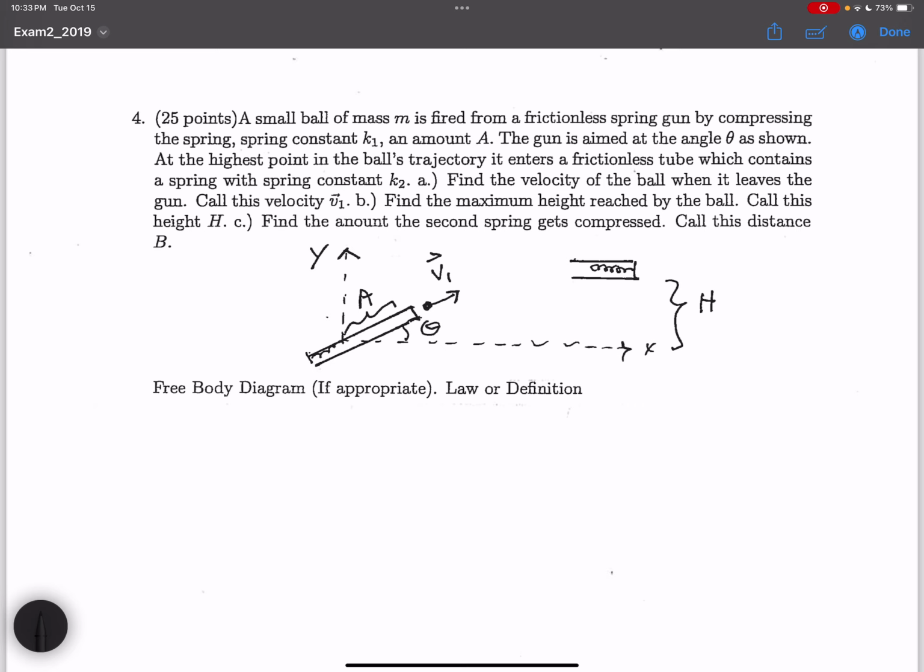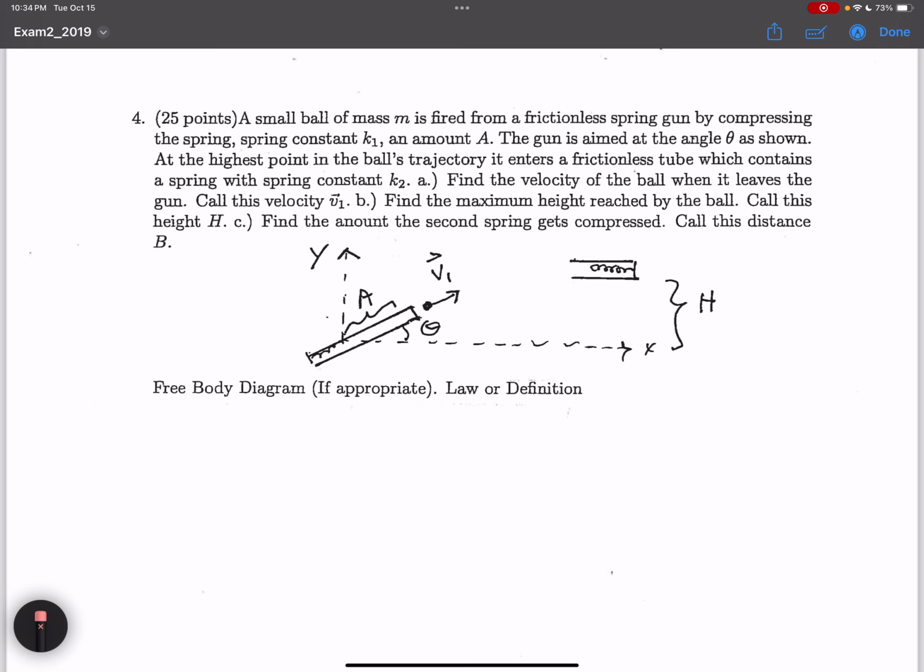Well, let me read real quick. The small ball of mass m is fired from a frictionless gun by compressing a spring by amount a. The gun is aimed at the angle theta as shown. At the highest point in the ball's trajectory, it enters a frictionless tube, which contains a spring with another constant k2. Find the velocity of the ball when it leaves the gun. Call the velocity v1. Find the maximum height reached by the ball. Call this height h. Find the amount the second spring gets compressed.